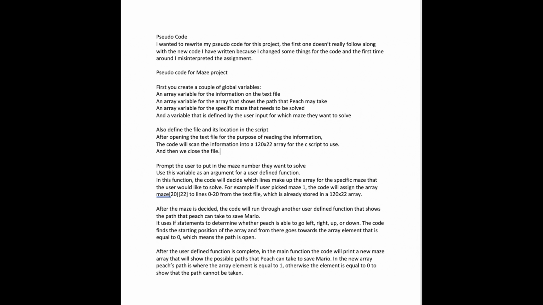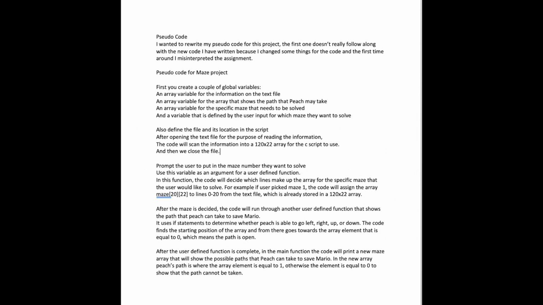As you can see at the beginning of this pseudocode, it says that for the code we have to assign a couple of array variables. They have to be global variables. As you can see, we need 4 different global variables. The first one we need is an array variable to input all the data from the text file into the script. This variable would have 120 rows and 22 columns.